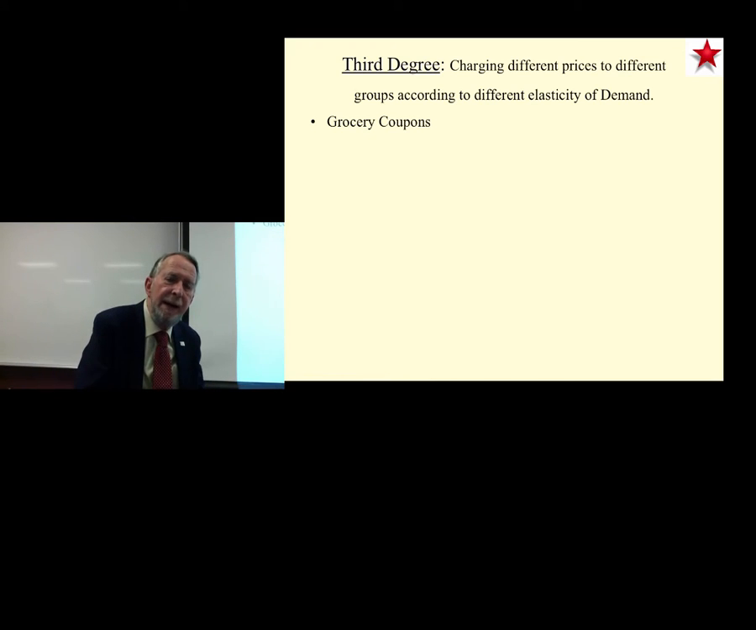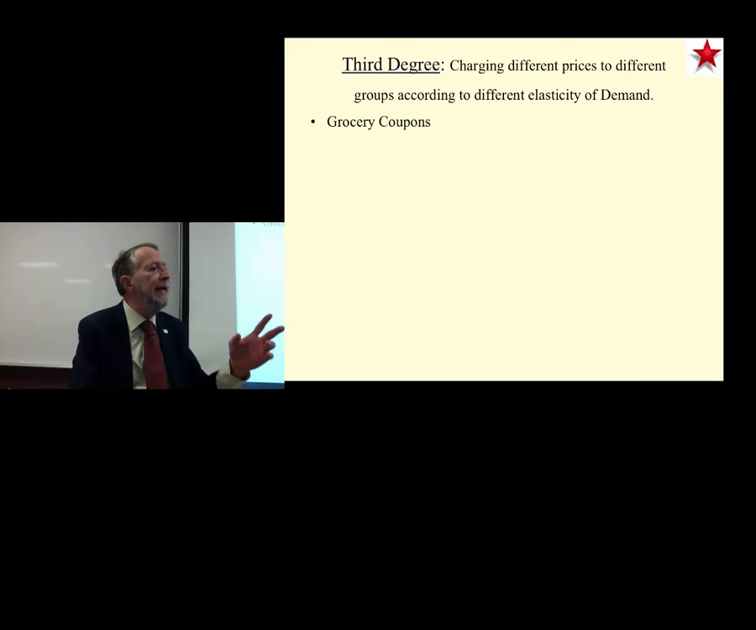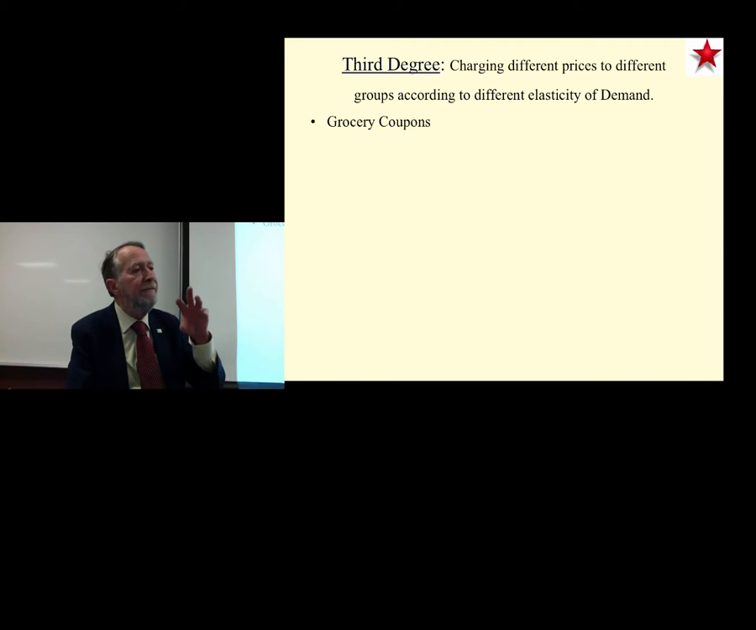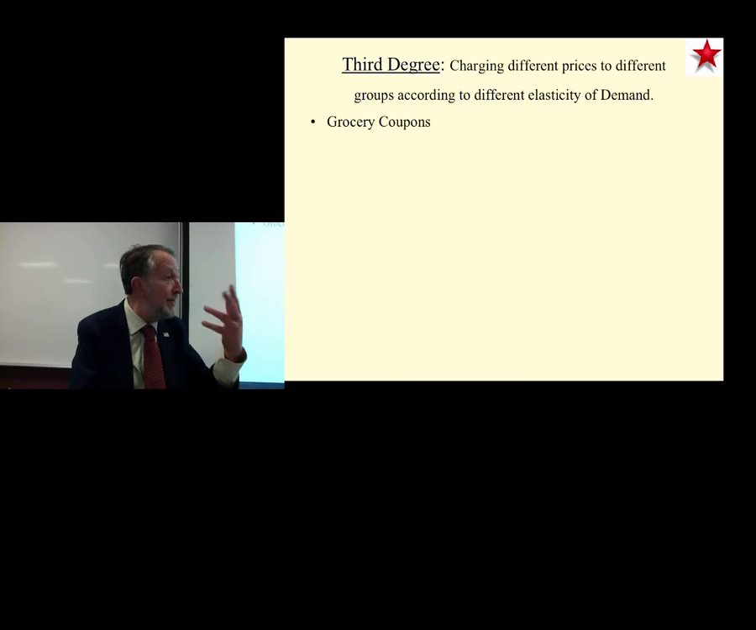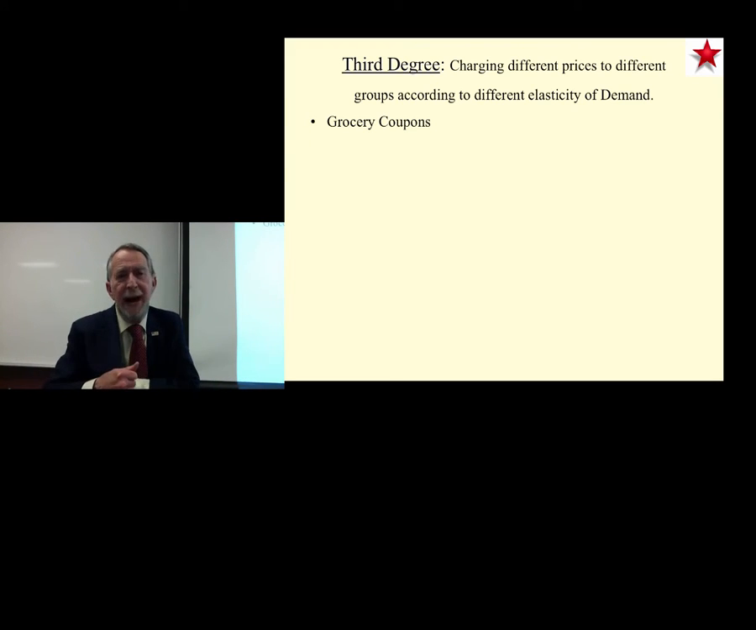And the reason is, again, the expenditure on food is a smaller portion of the budget for the dinks than it is for the families with lots of kids. The percentage of their income they spend on food is much, much higher. And so those are the elastic demanders. So that's who I want to give the lower price to. I am successful using only two coupons.